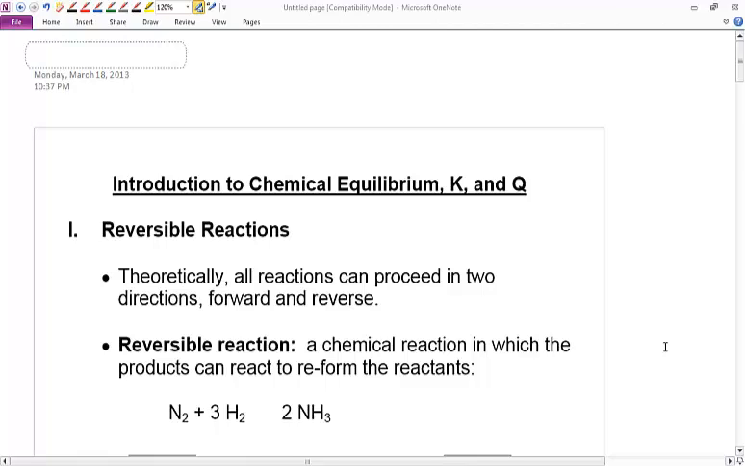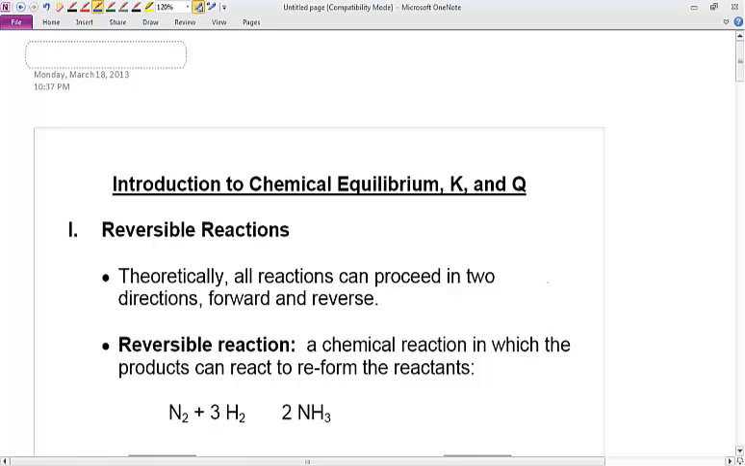By now, you probably have done an experiment in class where you saw reactions that were getting to equilibrium, and we're going to talk about what's going on there, as well as some calculations. So you will want to have a calculator handy. First, let's talk about the concept of reversible reactions.